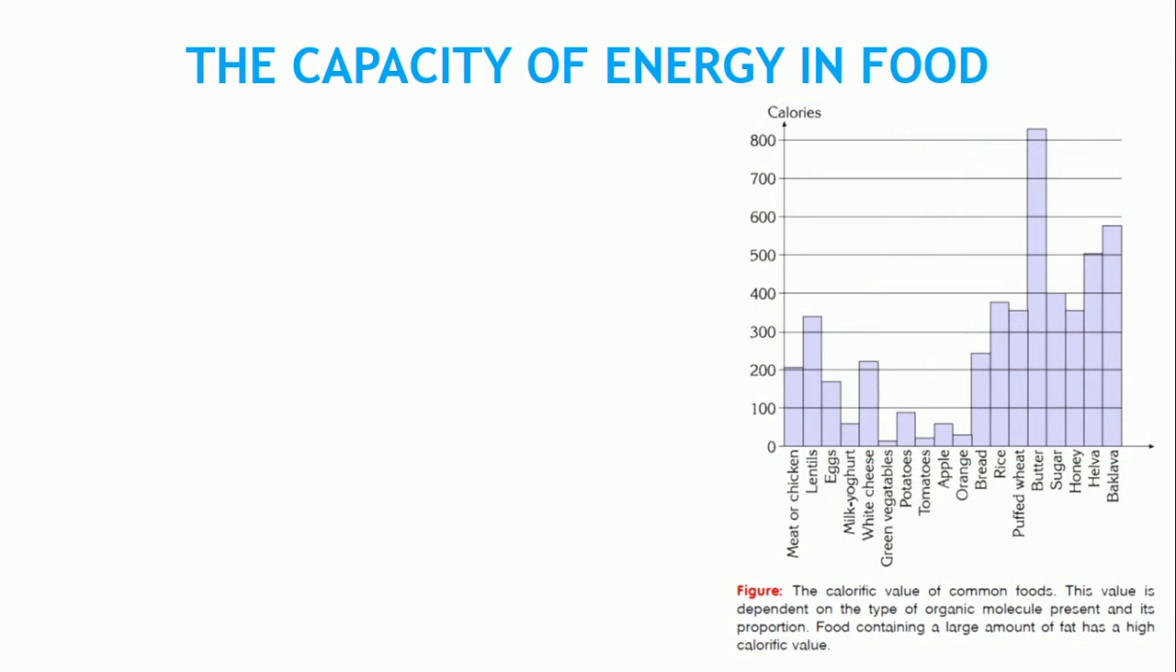Now let's talk about the capacity of energy in different kinds of food. As you see here, the strongest food per 100 gram is butter, because it provides more than 80 kilocalorie per 100 gram. As you see here, baklava or halva, these are kinds of sweets that are rich in both sugar and fat. As you see here, lentils are made up of mostly protein, and they make up about 320 kilocalorie per 100 gram. And you can continue.